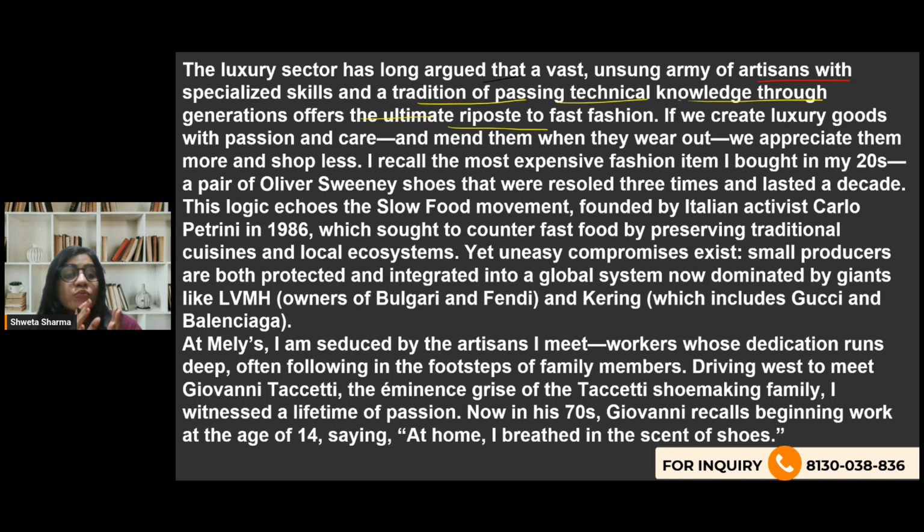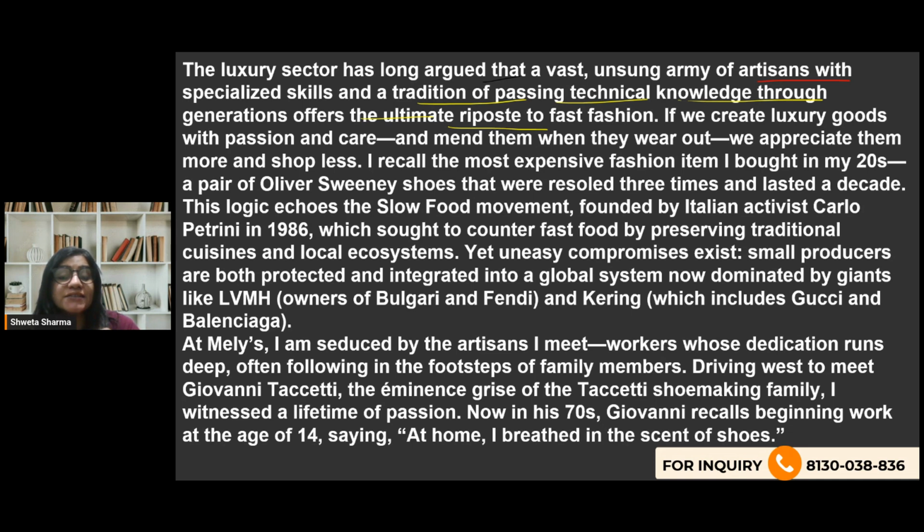We appreciate them more and more, and shop less. I recall the most expensive fashion item I bought in my 20s, a pair of Oliver Sweeney shoes that were resold 3 times and lasted a decade. It was still something I could wear for 10 years, really good quality. And this logic echoes the slow food movement, created by Italian activist Carlo Petrini, that food should be eaten slowly. Similarly here, the product should be worn for long and not wear out early.